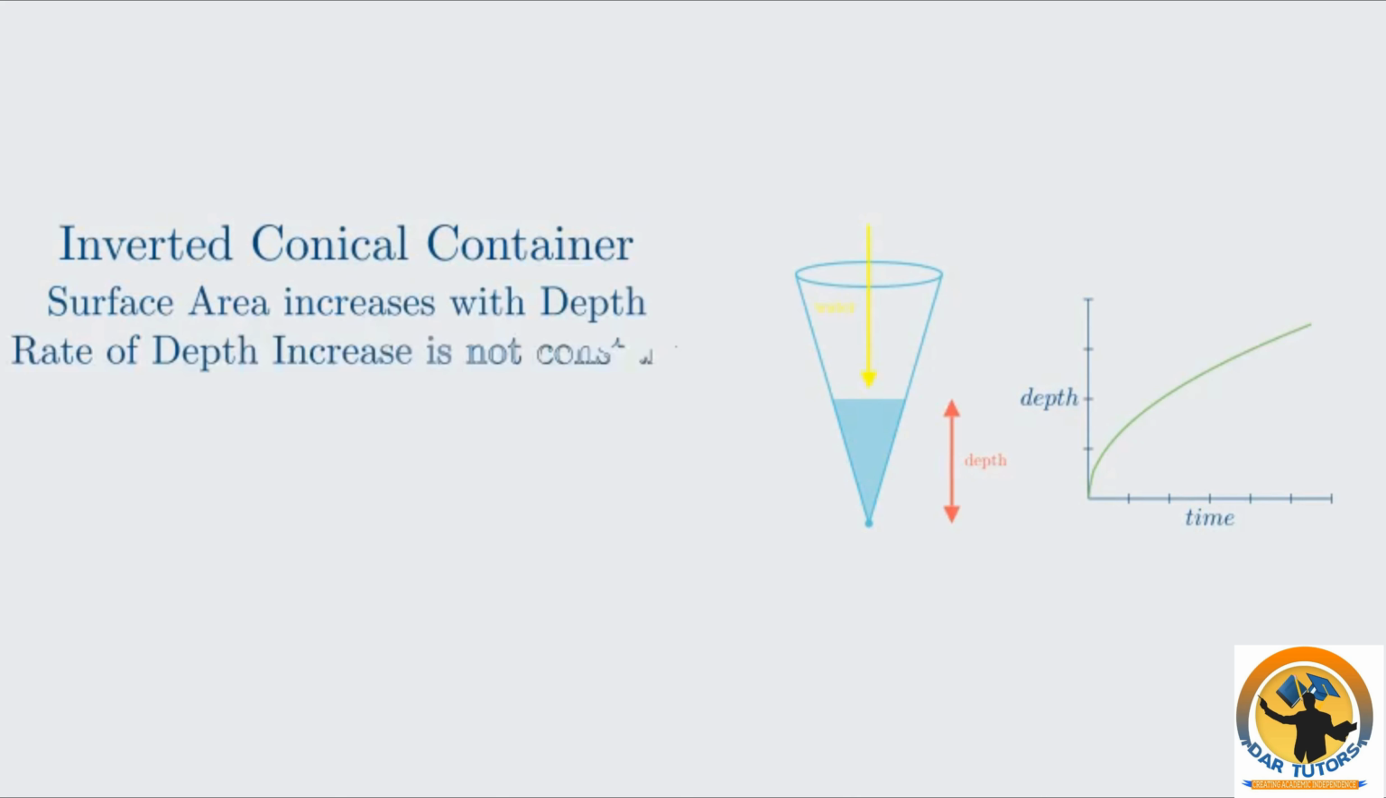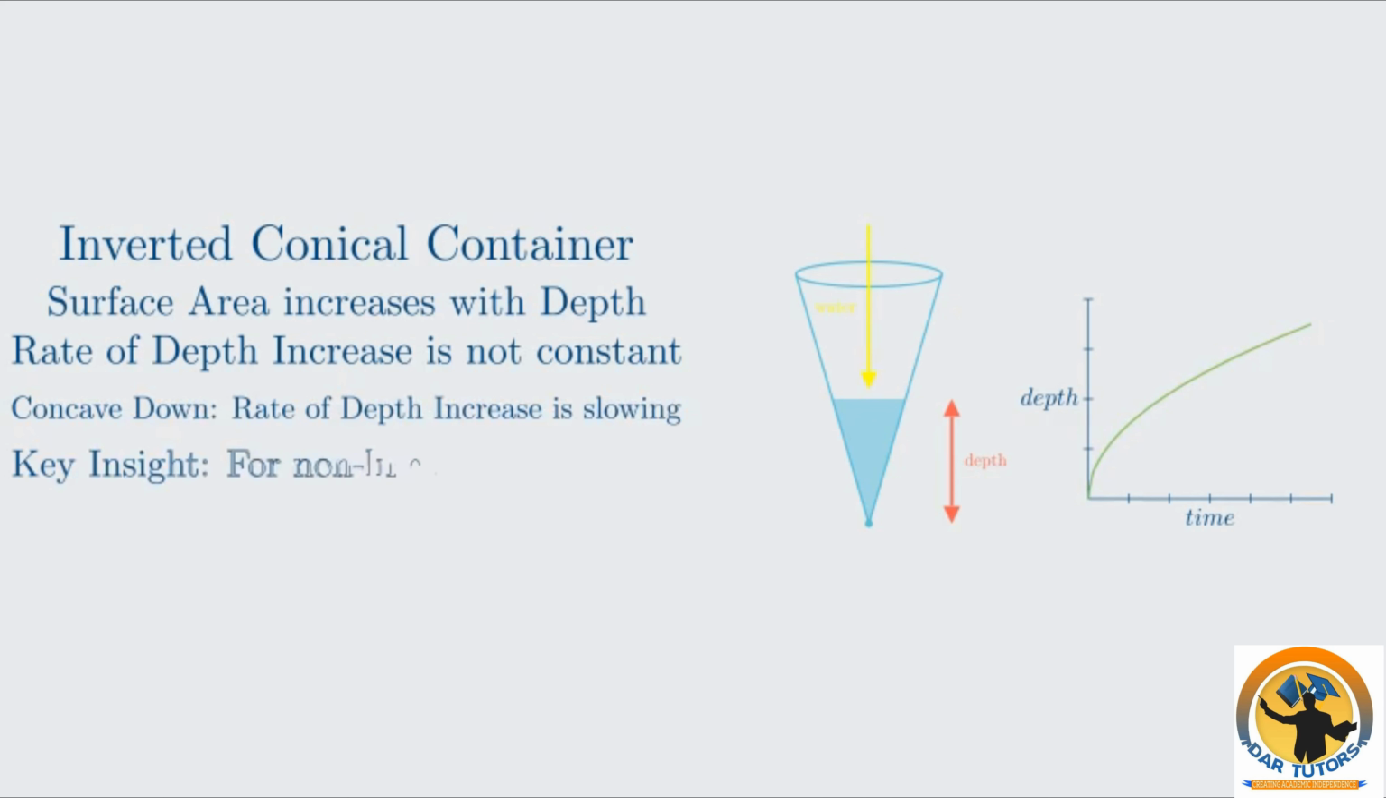Now, let's look at an inverted conical container. As water is added, the water level rises. However, the surface area of the water is not constant. It increases as the depth increases. To add the same volume of water, the depth must increase by a smaller amount each time. The rate of change of depth is not constant. This results in a curved graph for depth versus time. The curve is concave down, indicating that the rate of increase in depth is slowing down over time.